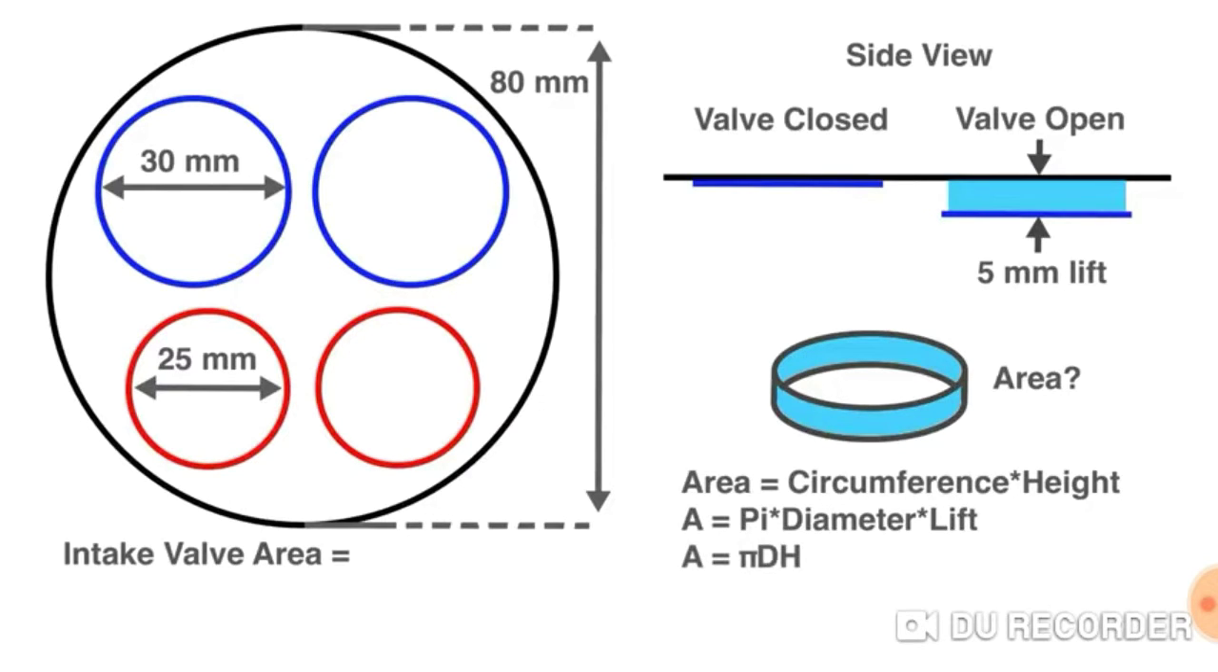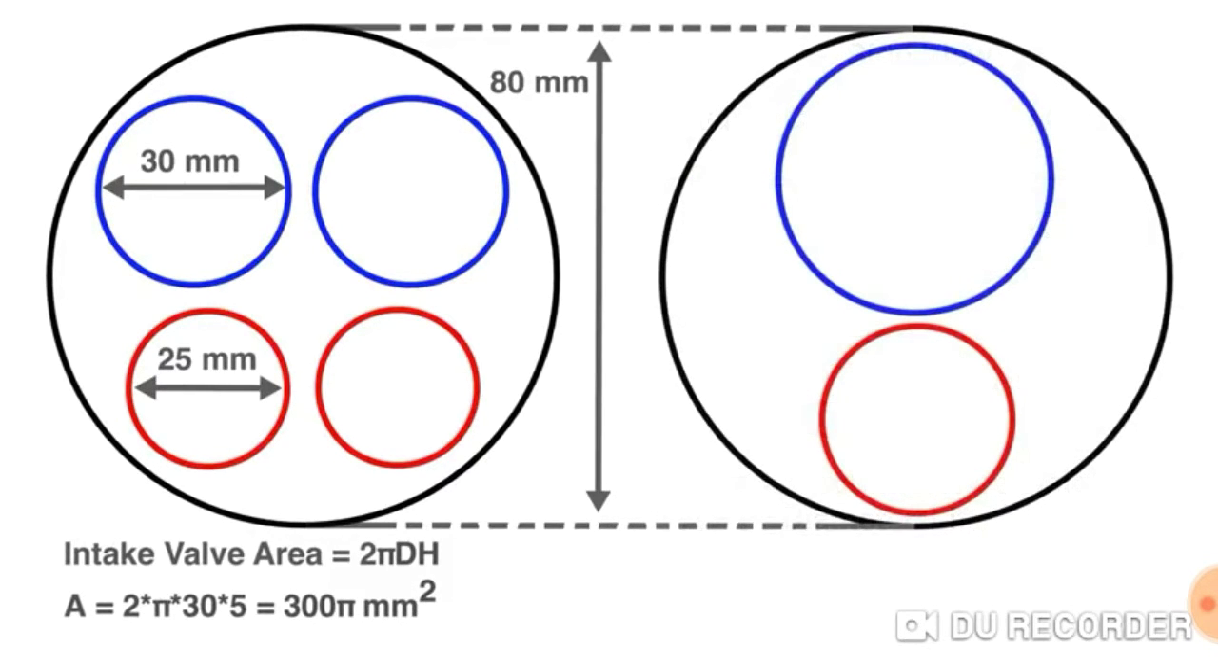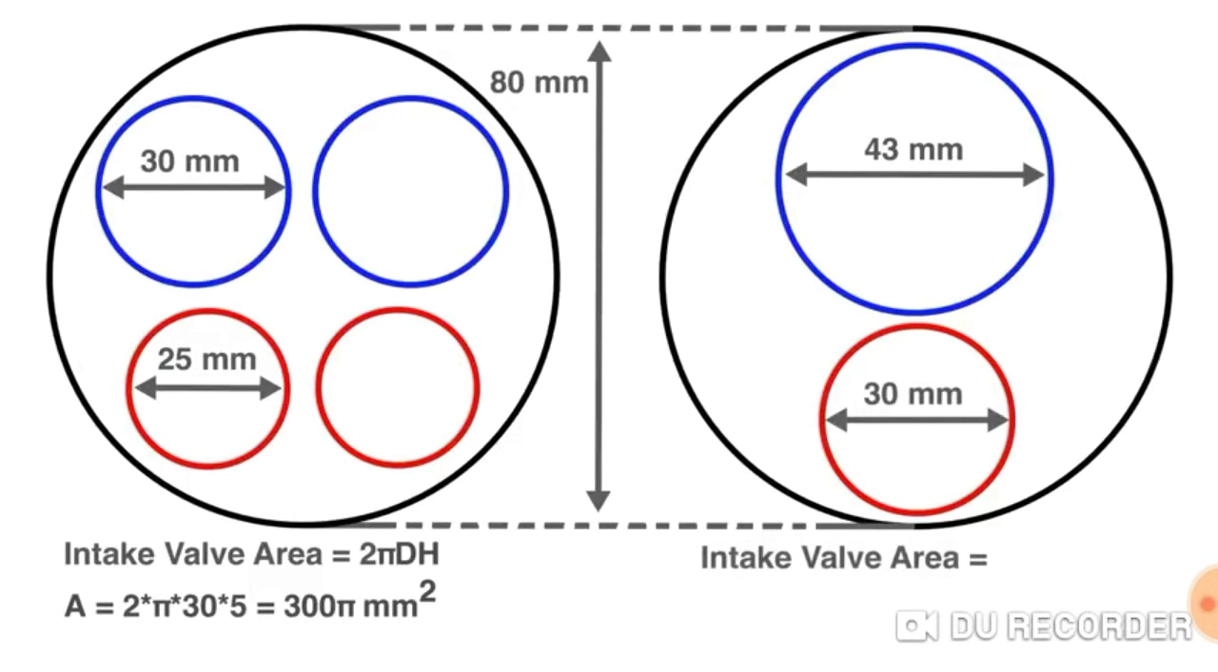So for our first example, the area for airflow of the 4-valve cylinder is equal to 2 times pi dH, since there are 2 intake valves. 2 times pi times 30 times 5 gives an area of 300 pi square millimeters. Now let's compare to the cylinder with 2 valves per cylinder. The intake valve has a diameter of 43 millimeters, while the exhaust valve has a diameter of 30 millimeters. To calculate the intake valve cross-sectional area, we use our same equation, pi dH. This gives us pi times 43 times 5, assuming the same amount of valve lift as the 4-valve cylinder, giving us an area of 215 pi square millimeters.